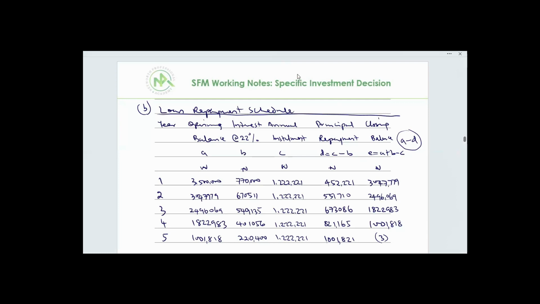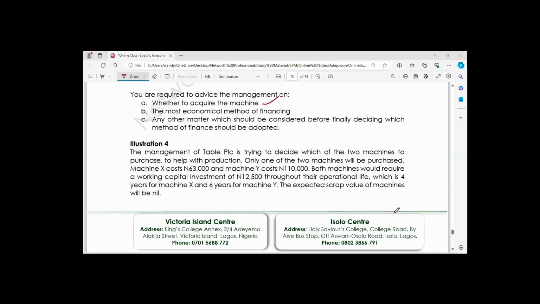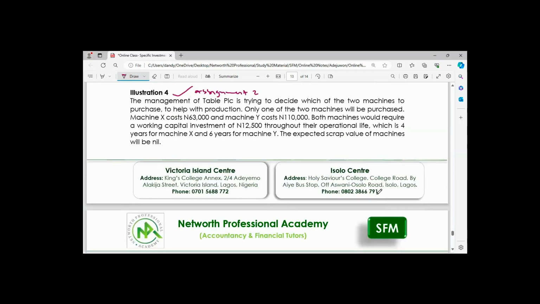Remember, you have an assignment that I gave. You have to solve illustration number 3 under asset replacement. Then another illustration: go and solve illustration number 4 in this material. Let me share the material with you. So you have 2 illustrations for me: illustration number 3 under asset replacements, then illustration number 4. That's assignment number 2 under specific investment decision.